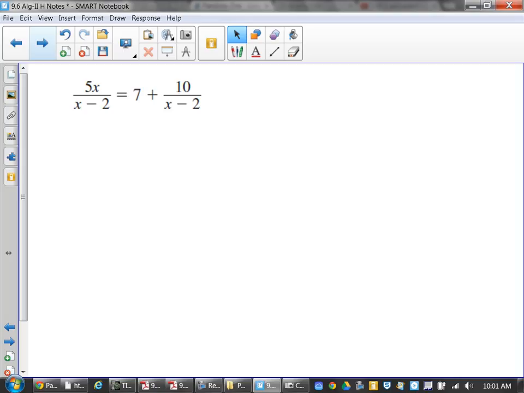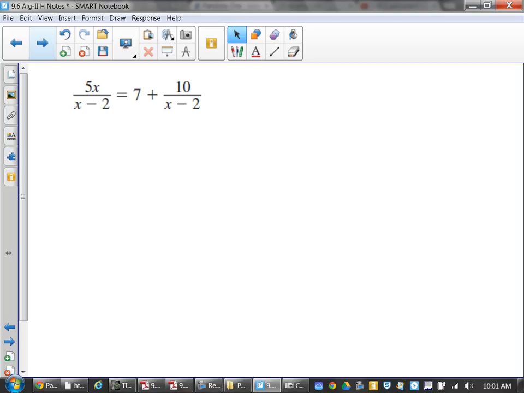Can I switch it so the 5x over x minus 2 is on the other side? No, just write it the opposite way. Oh, put the 7 first. 7 plus 10x and then equals the other. Yeah, that's fine. Yes, ma'am.